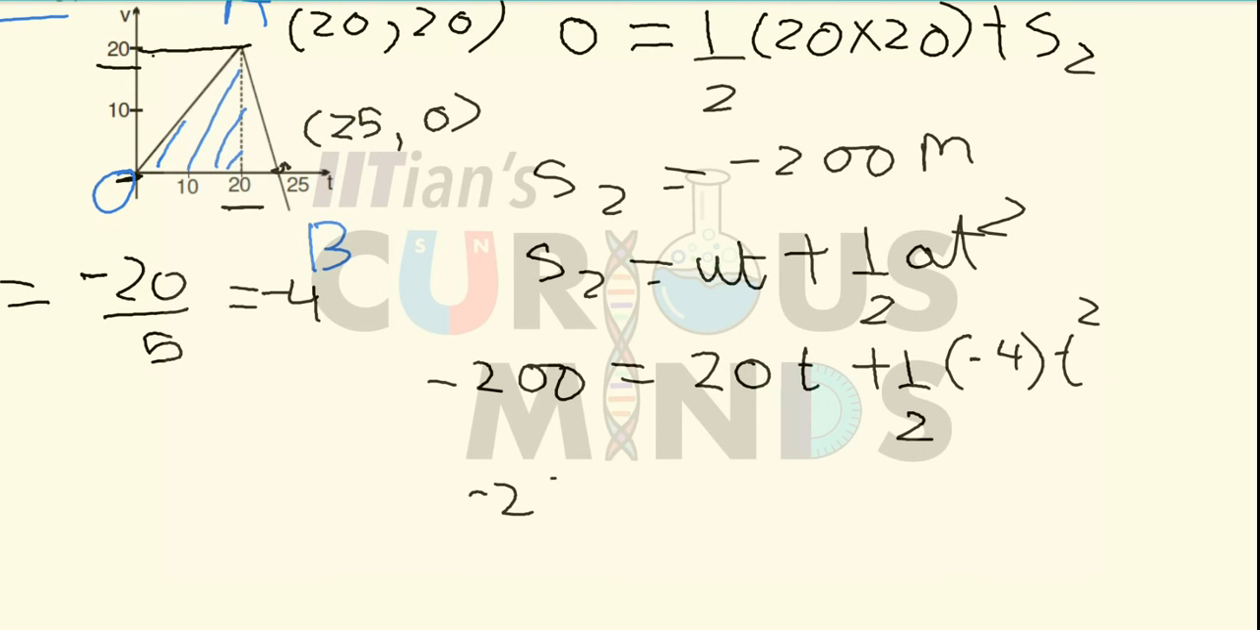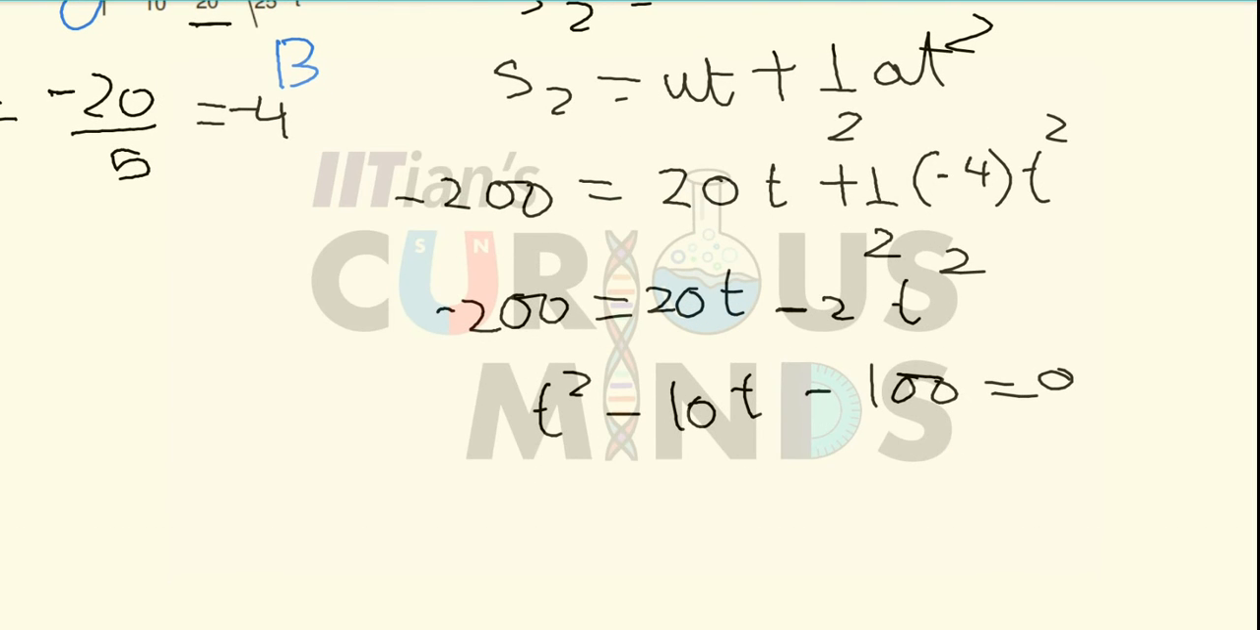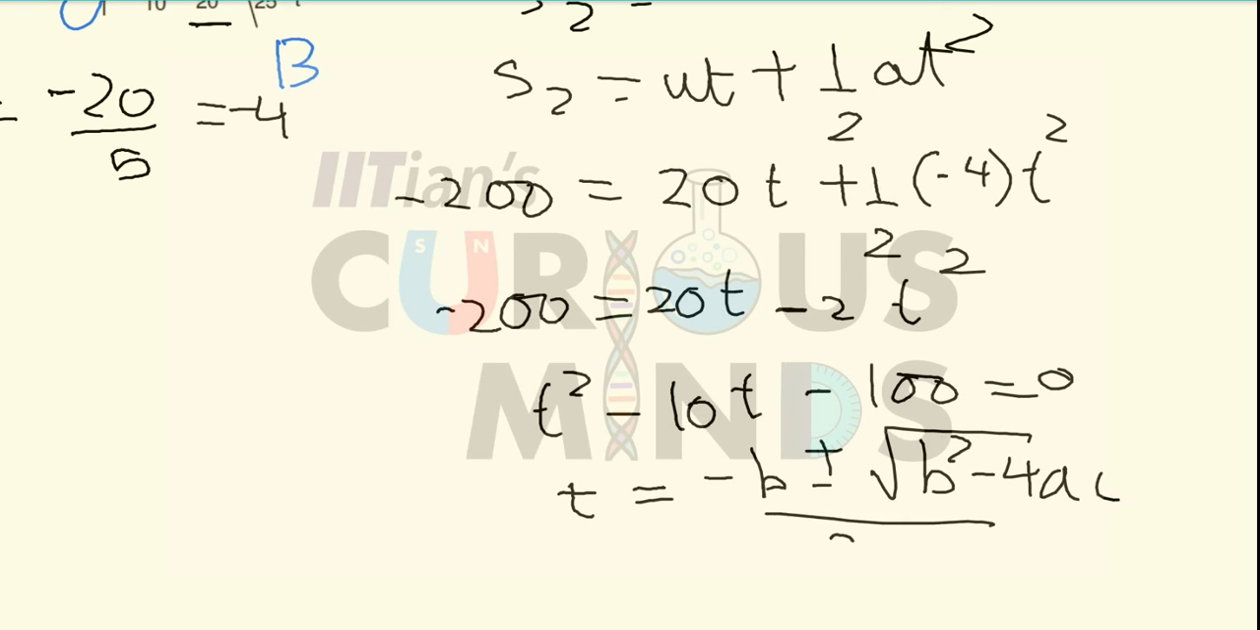So over here minus 200 will be equal to 20t minus 2 t square. So t square minus 10t minus 100 will be equal to 0. We have to find out the time period. In order to obtain 100 over here, the only option would be 10 and minus 10, which is not available. So it will be equal to minus b plus minus root of b square minus 4ac, divided by 2a.